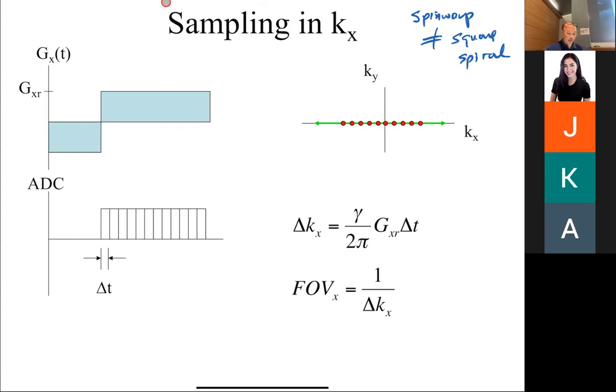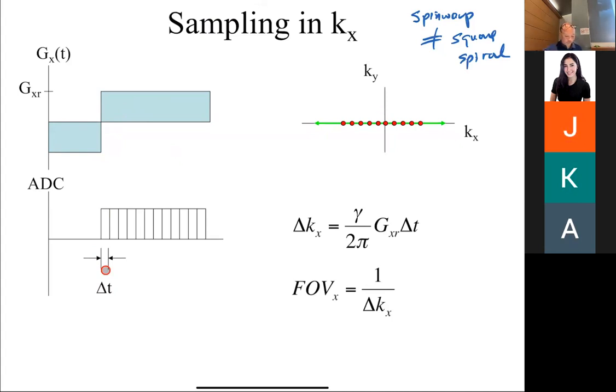But with that warning in mind, let's talk about the sampling in the KX direction. Remember, we've got this waveform that takes us out to some starting point, and then I zoom back across. As I'm traversing back along k-space, my ADC is acquiring a sample every delta t, essentially giving me the average signal in that interval of delta t.